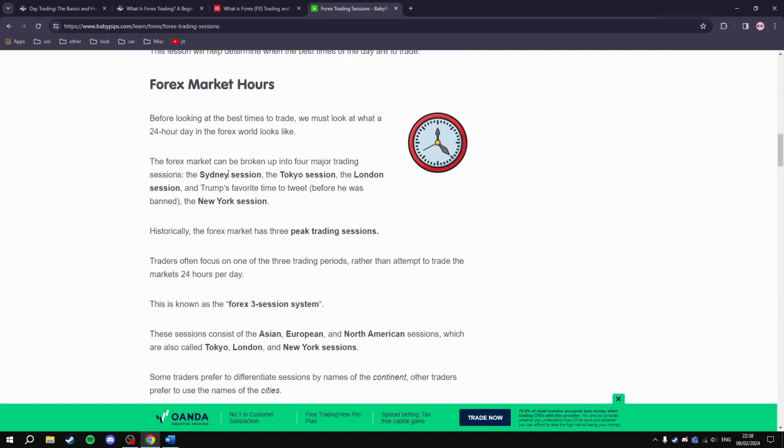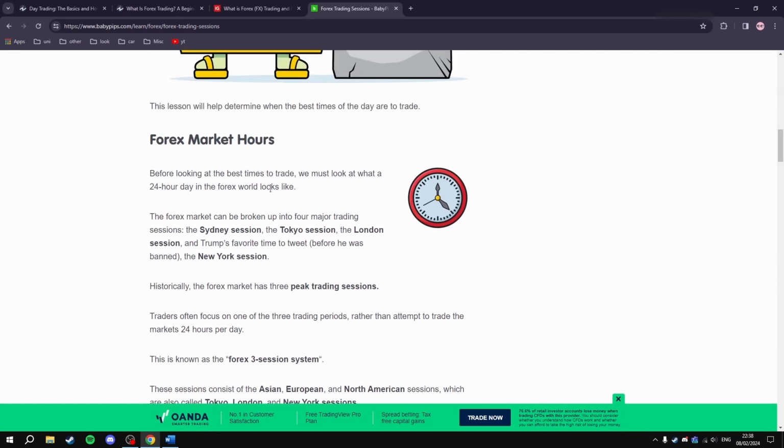Forex market hours. Before looking at the best times to trade, we must look at what a 24-hour day in the Forex world looks like. The Forex market can be broken up into 4 major trading sessions: the Sydney session, the Tokyo session, the London session, and Trump's favourite time to tweet before he was banned, the New York session. Historically, the Forex market has 3 peak trading sessions.